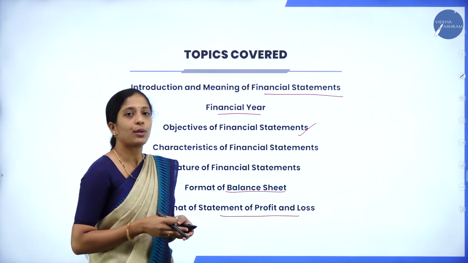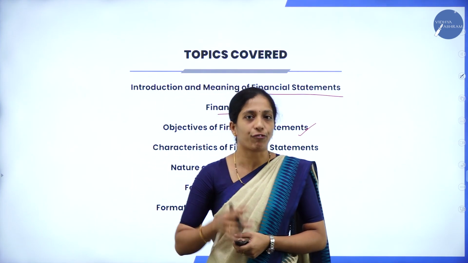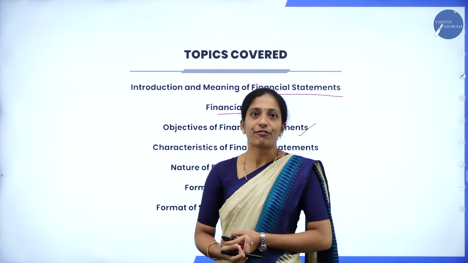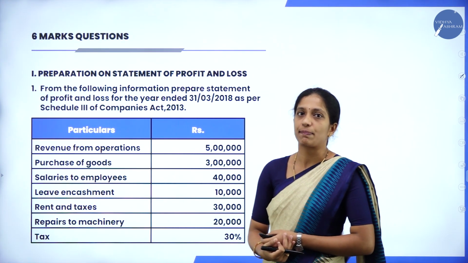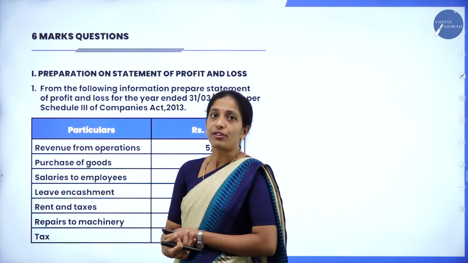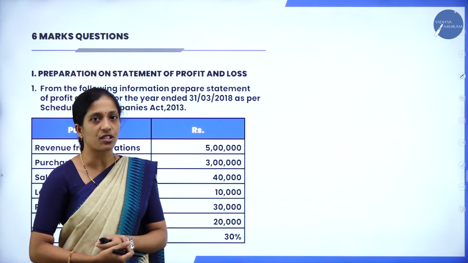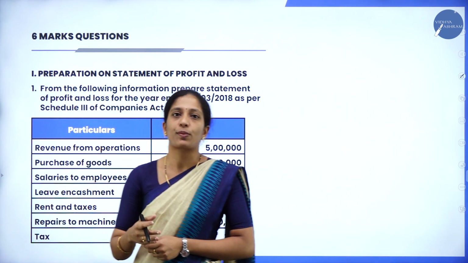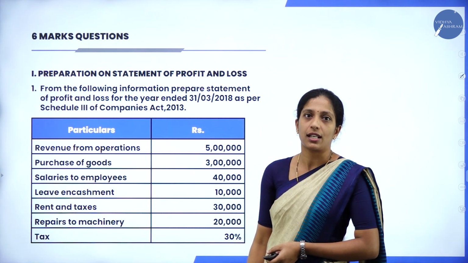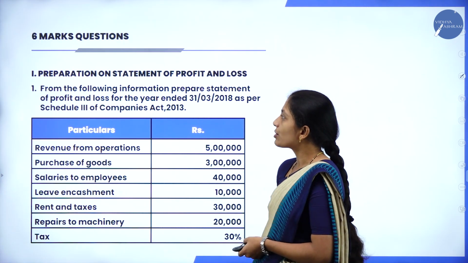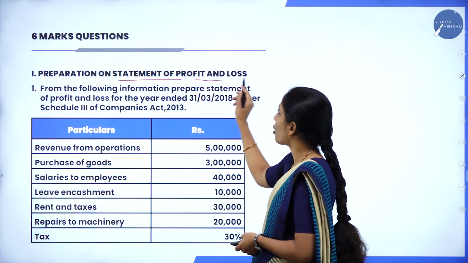So, in today's session, we shall directly solve the problem. In the previous session, we just learned the format. Hope you are clear with the format. Today, we shall solve the problems. These are the 6 marks problems. I have told you from this chapter, you might expect 1 mark, 2 mark as well as 6 marks questions. So your 6 marks questions will be like this, and this is a question paper problem which was asked in the year 2019. This is a 6 marks problem on preparation of statement of profit and loss.